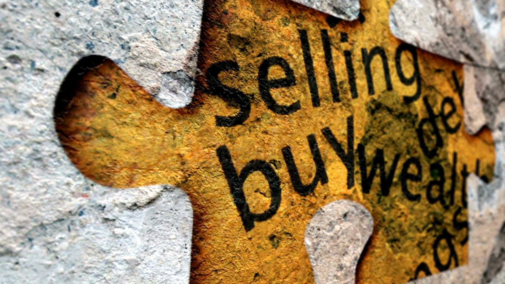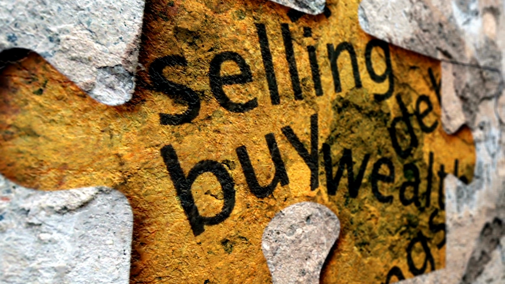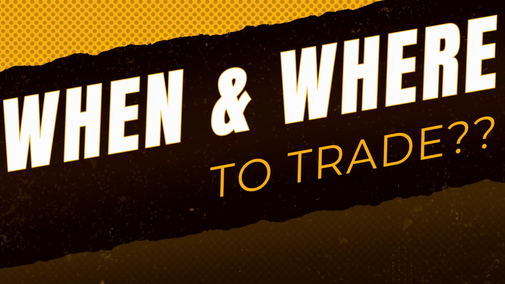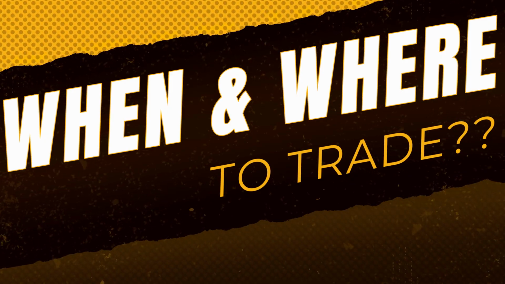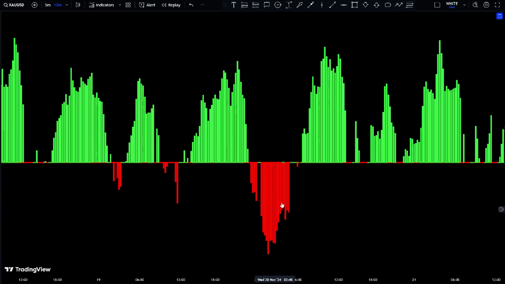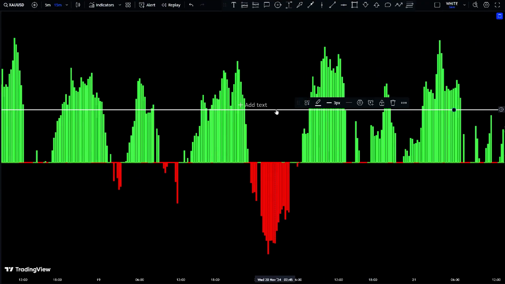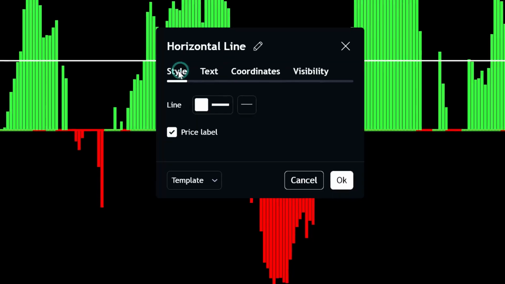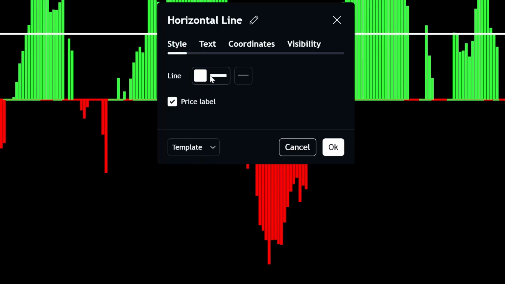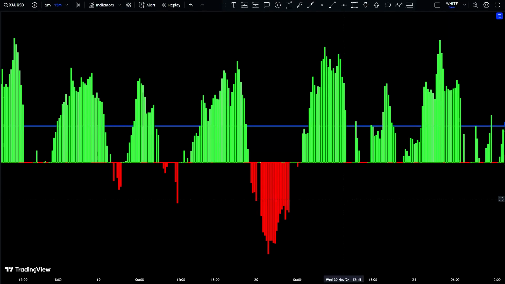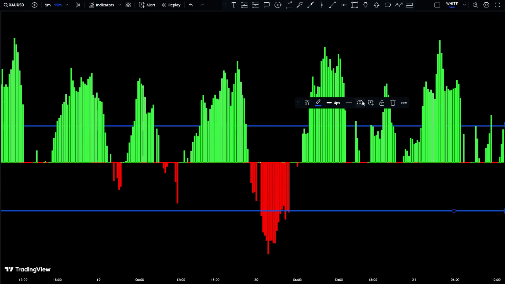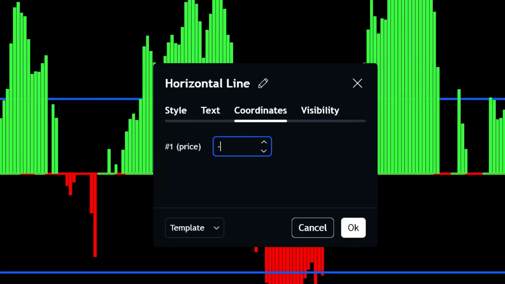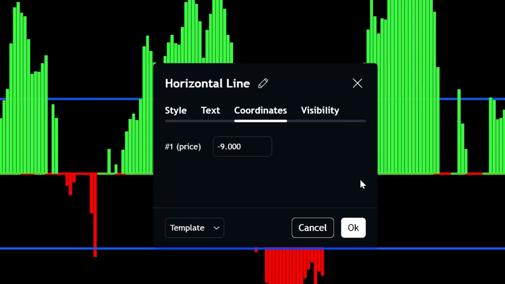Now let's dive into the most crucial aspect of this strategy: when and where to enter buy and sell trades to maximize profits. Refer to the TMMS oscillator and draw a horizontal line on it. Head over to the line settings and coordinates tab, then change the line value to 9. Proceed to draw another horizontal line, this time changing its value to -9. These lines will serve as trigger lines.